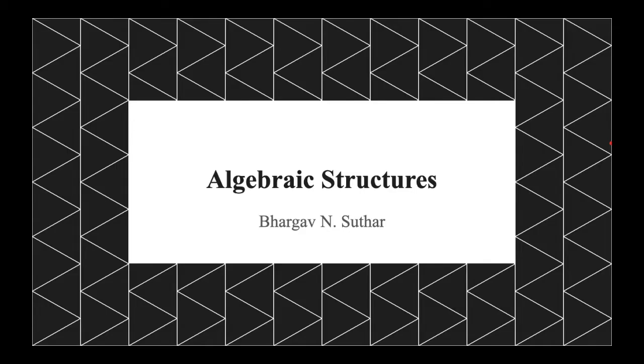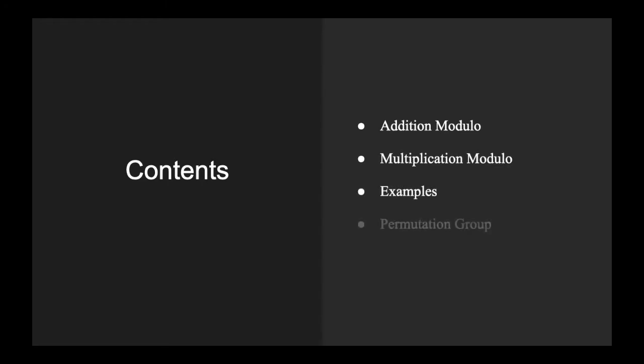We are back with the chapter Algebraic Structures. Today we are going to study some of the topics. The first one, addition modulo, multiplication modulo, and examples based on that. And last, permutation group.